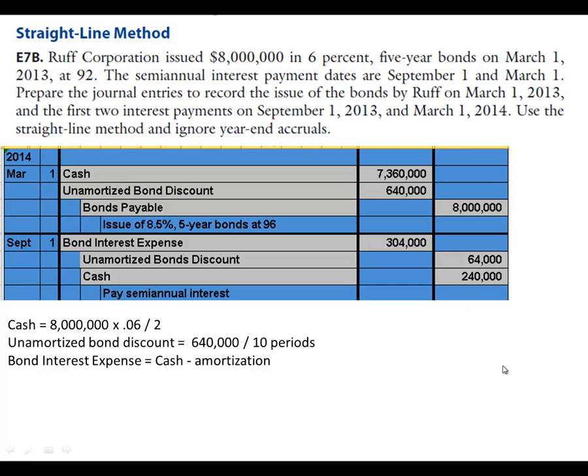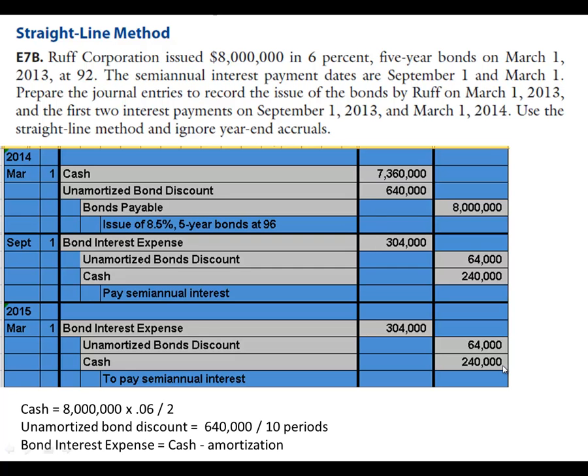Now for the second interest payment, since we are using the straight line method, it's exactly the same. So we debit bond interest expense for the sum of unamortized bond discount and credit cash. And remember, when you calculate cash, it's always the face value times the face rate divided by 2. Divide by 2 only if it's semi-annual interest payments.